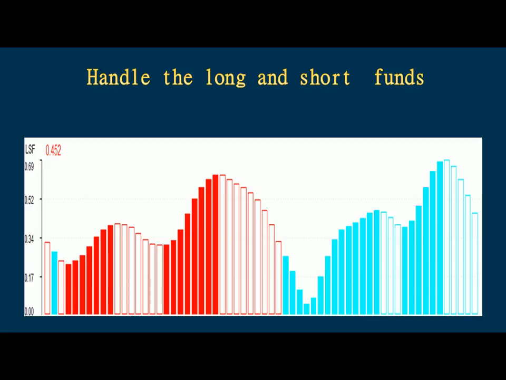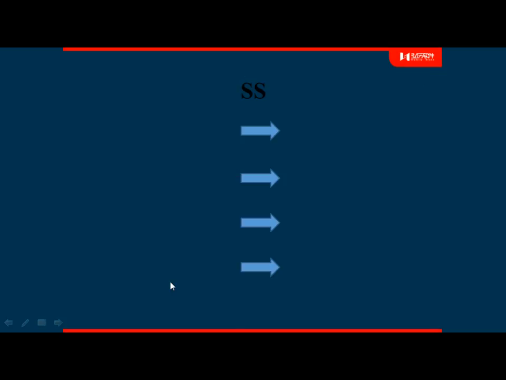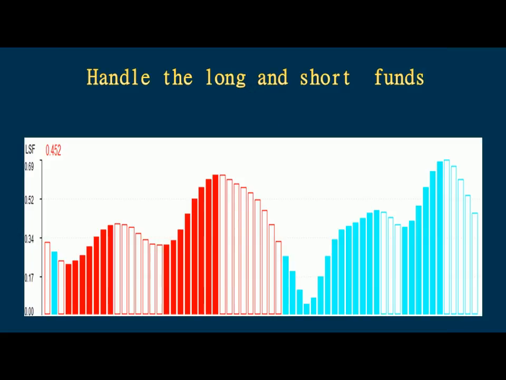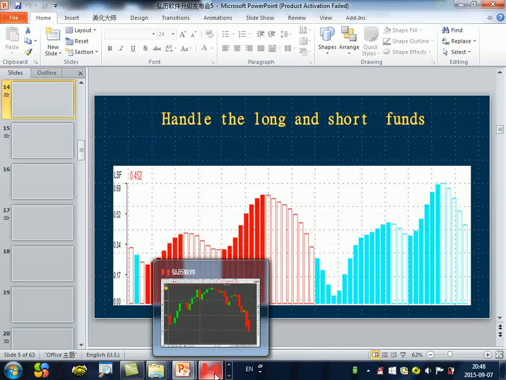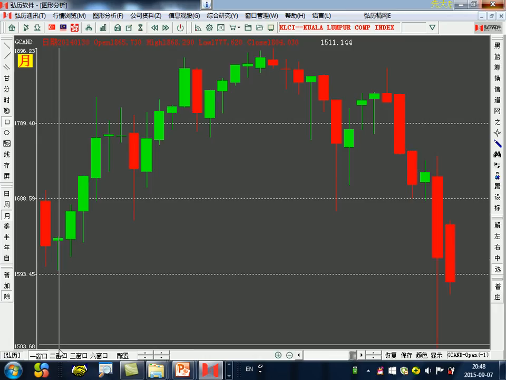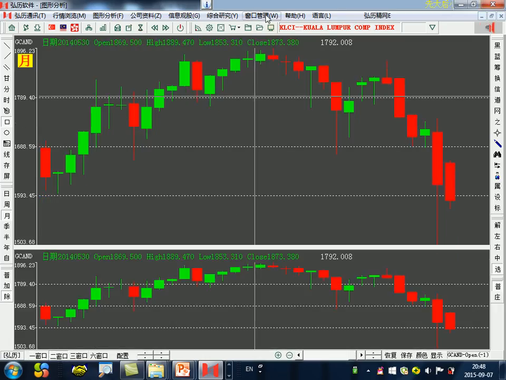Okay, they have 4 different colors. Actually, it's 2. Red and light blue. But there's a solid blue and a hollow blue, solid red and a hollow red. Okay, we open the software. How can we send the function?